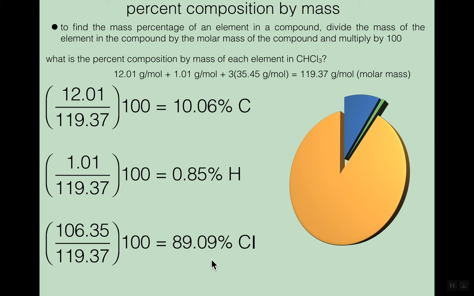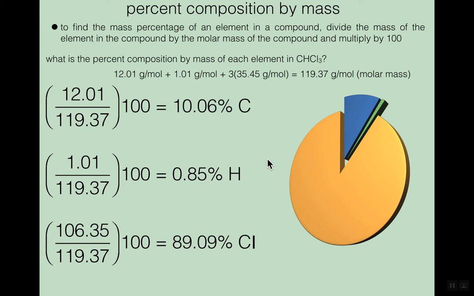And that makes sense. If you look at it by mass, chlorine has a mass that's much bigger than hydrogen or carbon. So if we look at this pie chart, most of this compound's mass is because of the 3 chlorines. A tiny little sliver is from the hydrogen and a decent sized chunk from the carbon by mass. This is by mass.